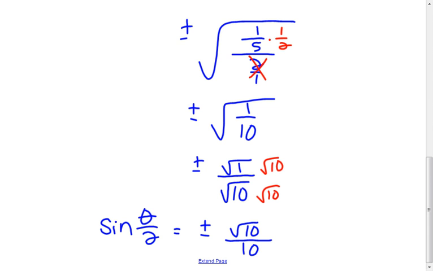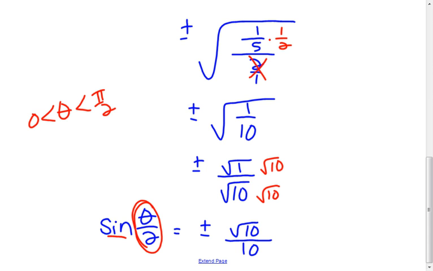So again, at the beginning, at the very top, in the green box up there, I had told you that theta was between 0 and pi over 2. Well, to determine this, I need to know not where theta is, but where half of theta is, okay? That's what I need to know.